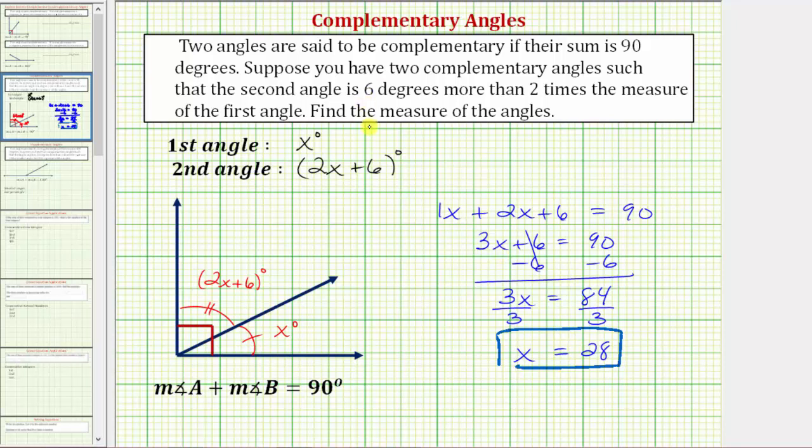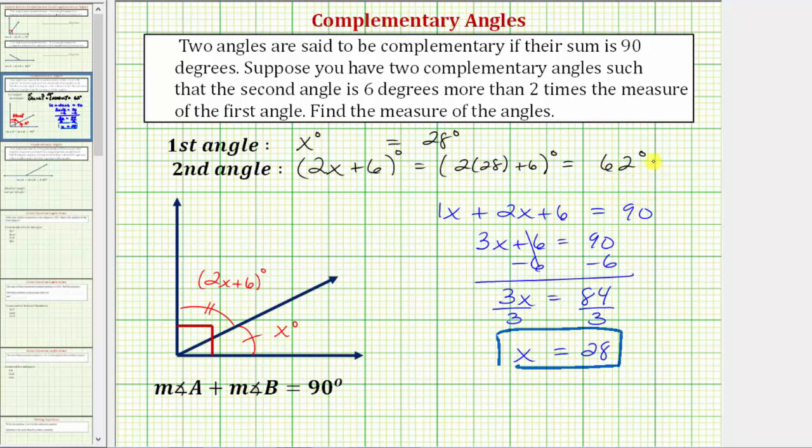Because x equals 28, we know the measure of the first angle is 28 degrees, and the second angle would have a measure of 2 times 28 plus 6 degrees. Well, 2 times 28 is equal to 56. 56 plus 6 equals 62. The second angle measures 62 degrees. Notice how 28 degrees plus 62 degrees does equal 90 degrees.